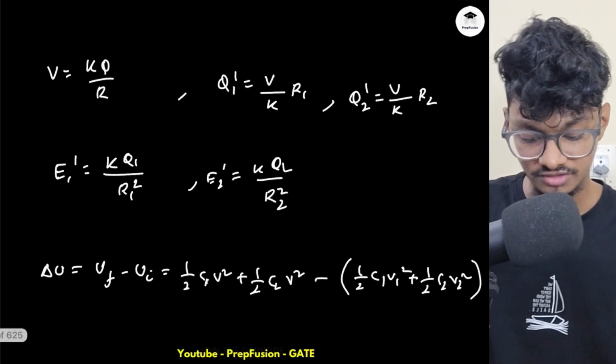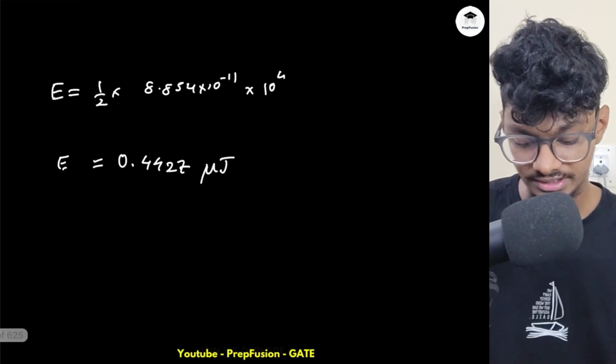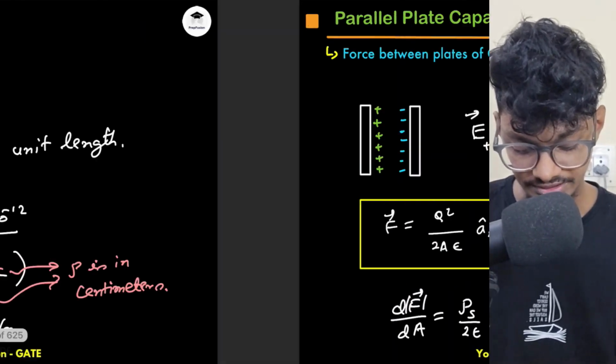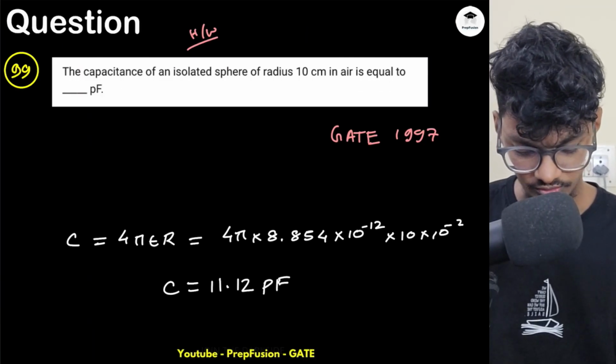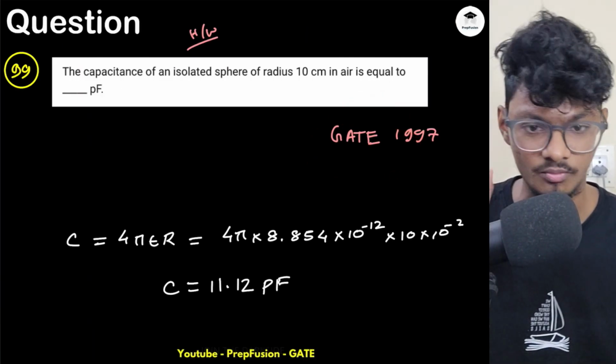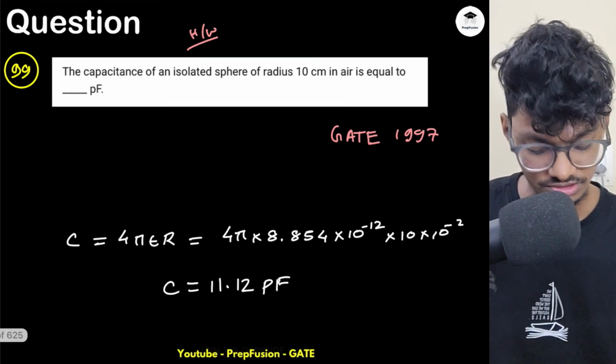So obviously I will go back to the first one. First one was pretty simple. There an isolated sphere was given and you had to find the capacitance of that particular sphere. It was a very old GATE question, 1997. Okay, this question was given. Just use the simple formula. You can derive as well. I have derived just before here itself, so you can derive or just directly write down the formula.